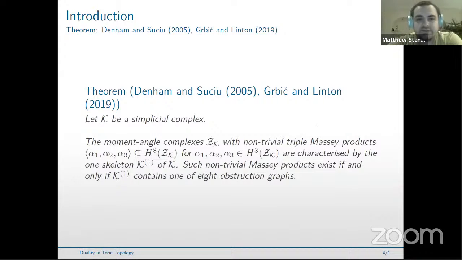The second example is due to Denham and Suciu, and then separately Grbić and Linton. Now, what this does is it actually characterizes those moment angle complexes which have non-trivial triple Massey products. And this theorem shows that they are actually characterized by the one skeleton of the simplicial complex K. And we say that these non-trivial triple Massey products exist if and only if the one skeleton contains one of 8 obstruction graphs. I'm not going to give those graphs here, but this is really important. Massey products are really hard to calculate. And this theorem actually characterizes the existence of non-trivial Massey products entirely in terms of the combinatorics of K.